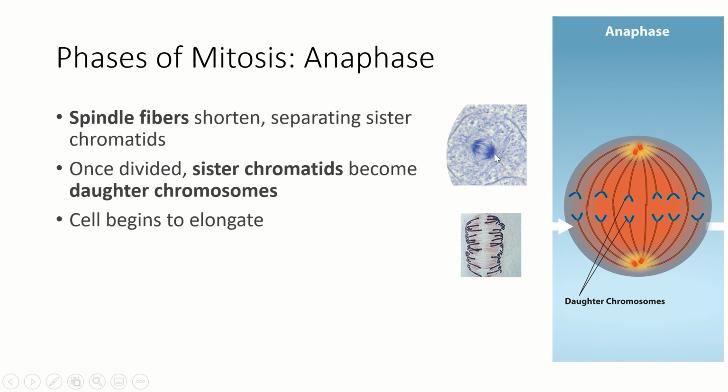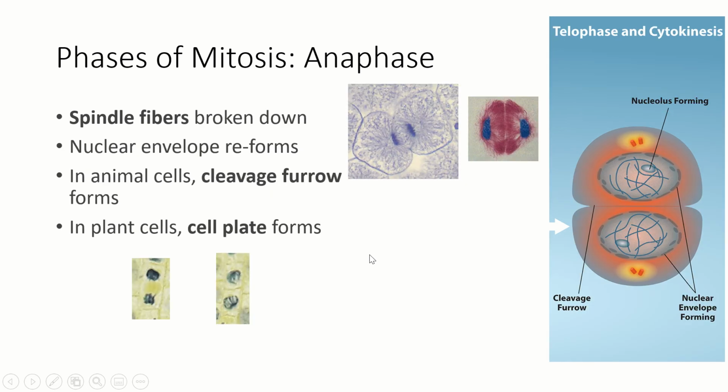Again, this is really easy to identify in a real cell. So we can actually see the chromosomes and the little spindle fibers between them. Okay. The cell also begins to elongate, which is kind of hard to see a lot. It's not really distinctive until late anaphase, which looks a lot like telophase.